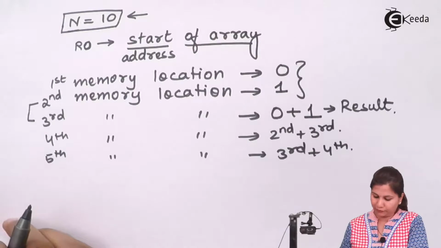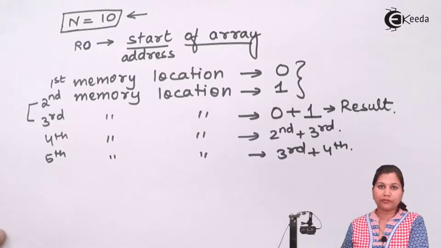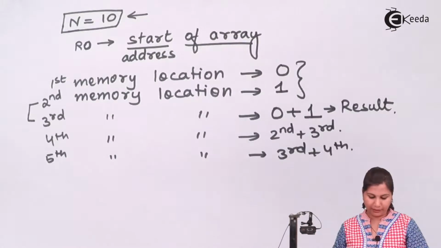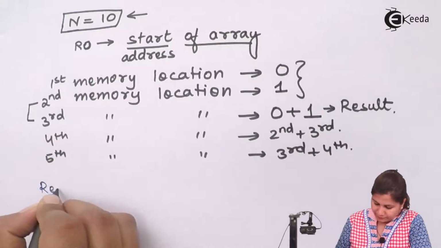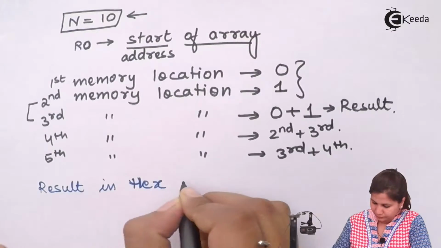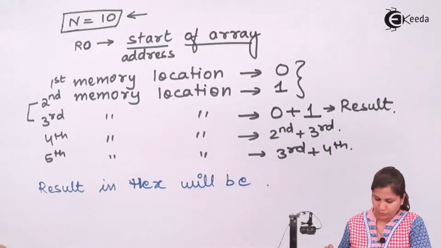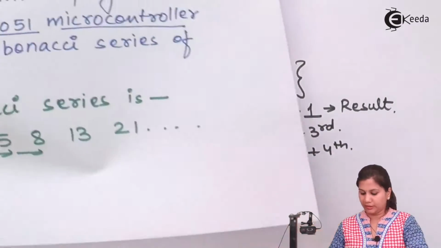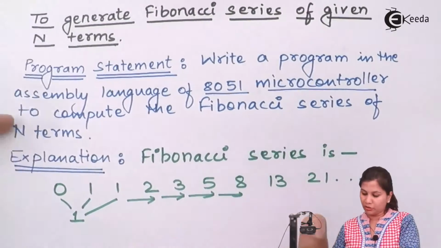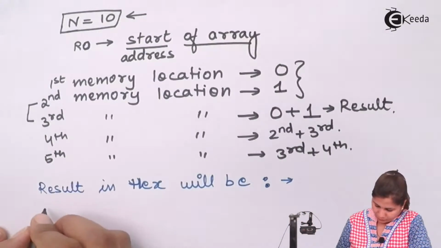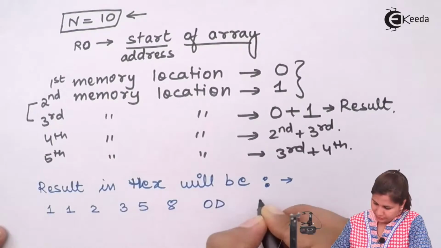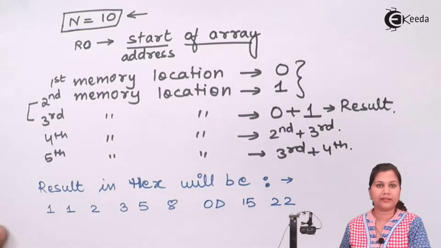Now let's see the flow chart for it. Now in the microcontroller, the Fibonacci series will not be generated in binary format. It will be generated in hexadecimal format. So in decimal we are having 0, 1, 1, 2, 3, 5, 8, 13, 21. In hex it will be like 0, 1, 1, 2, 3, 5, 8, 0D, 15, 22 in this way.